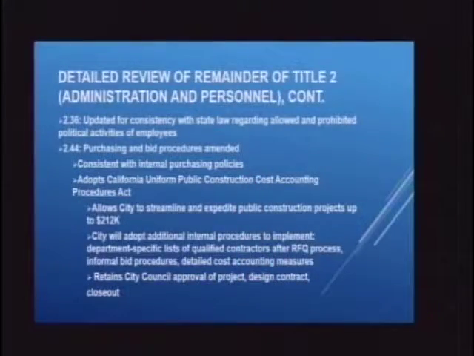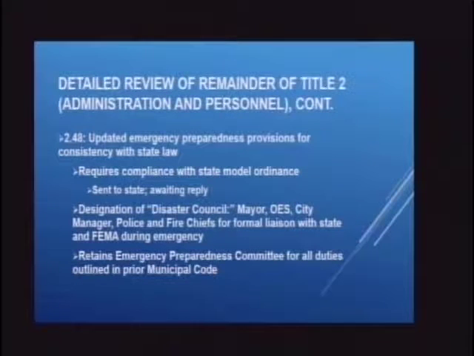Okay. All right, so quickly, moving ahead to the remainder of Title II, we didn't have any other changes. Remember here, the main issue is streamlining of our purchasing ordinance and adoption of the uniform cost accounting system, which will help the city staff be much more efficient and time-sensitive with respect to projects that are under about $200,000. So we're going to make all of those changes, and then there's a resolution that you have to adopt about that as well. And then the last thing to highlight in the emergency preparedness ordinance is that, as we talked about last time, that requires compliance with the state ordinance.